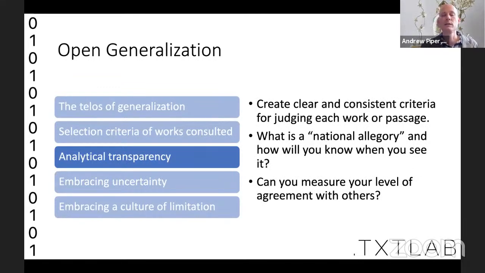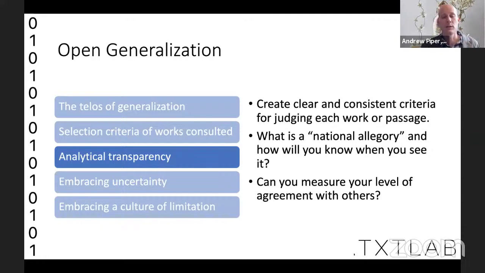So create clear and consistent criteria for judging each work or passage. That is to say, much of what we do as close readers, and much of what we're trained to do, is use very different judgment criteria every time we encounter a passage. We see a passage, we say all this interesting stuff about it. We move to the next passage, we say all this interesting stuff about it. We have no sense of the criteria that were used to engage with those judgments.